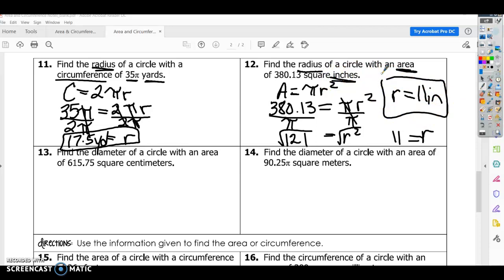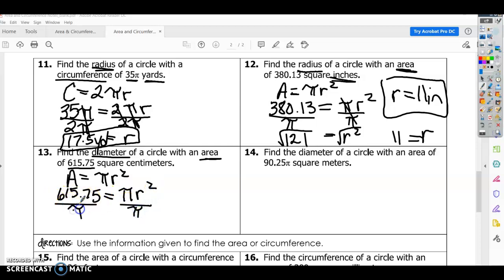All right, number 13 says find the diameter of a circle with an area of 615 square centimeters. All right, so number 13, area equals pi r squared. And then we're going to take the 615.75 and substitute that in for A, because that's our area. And then that's equal to pi r squared. Again, divide by pi, because pi is a number, 3.14 and so on. So then we're going to have r squared is equal to 196. All right, again, we've got r squared. To undo something squared, take the square root. R equals the square root of 196, which is 14.